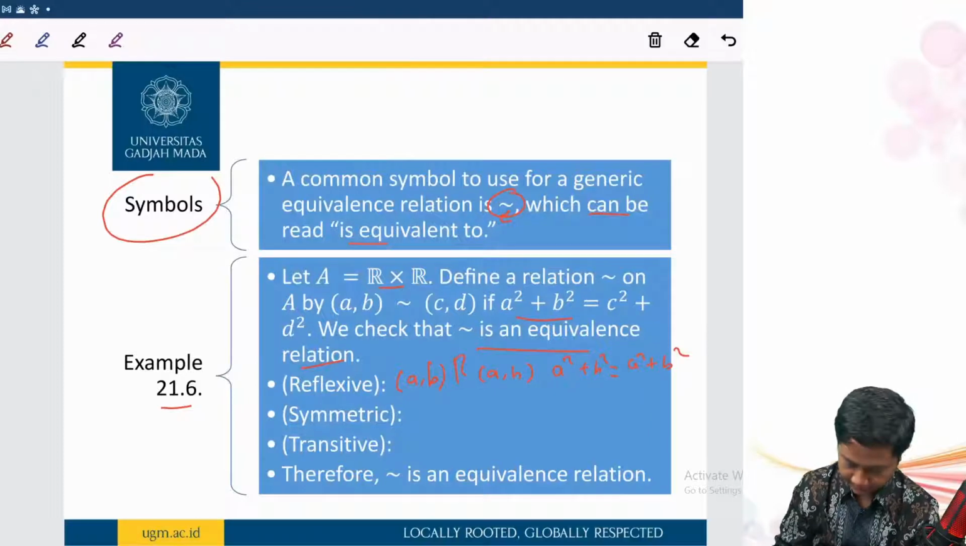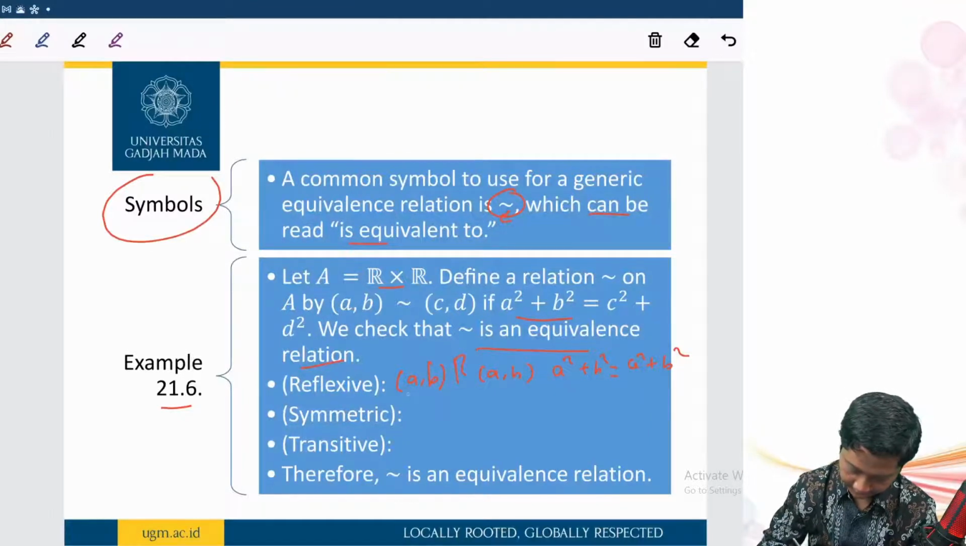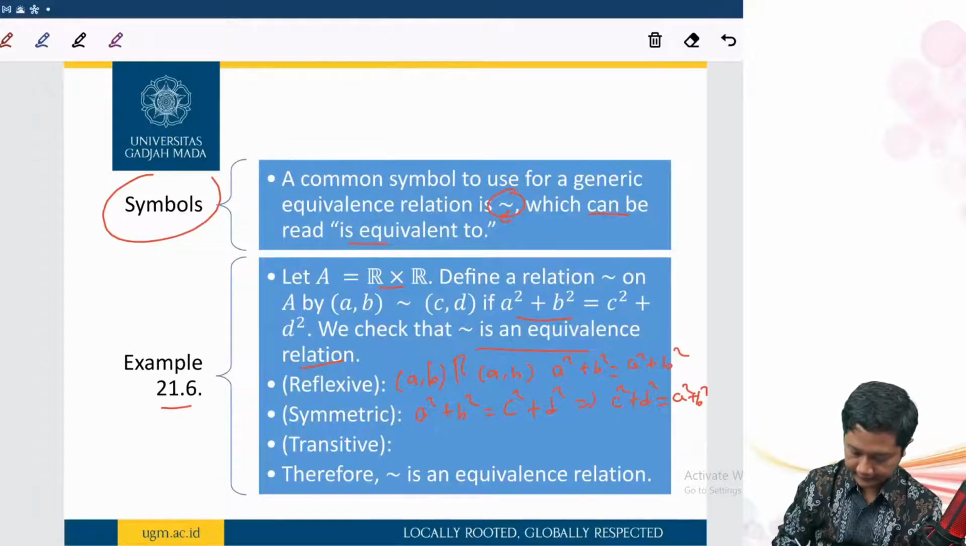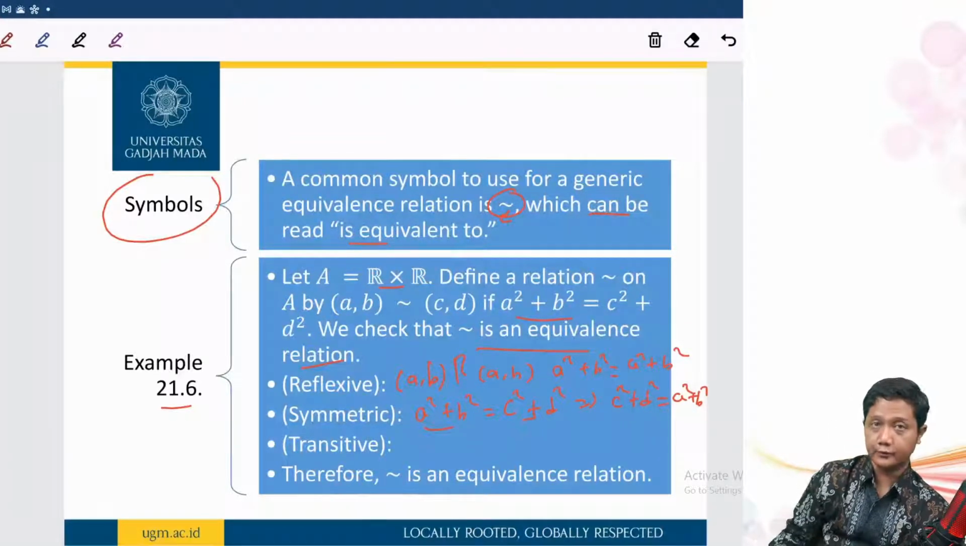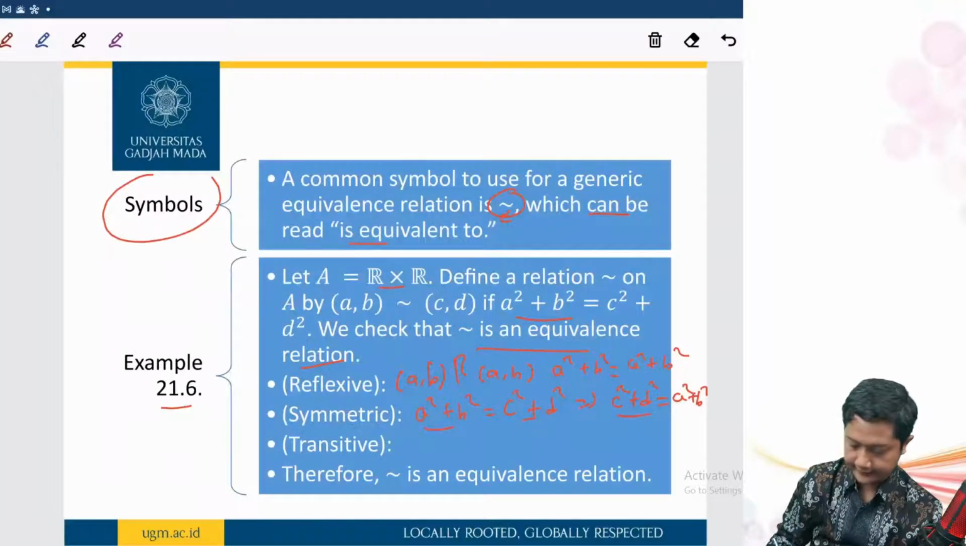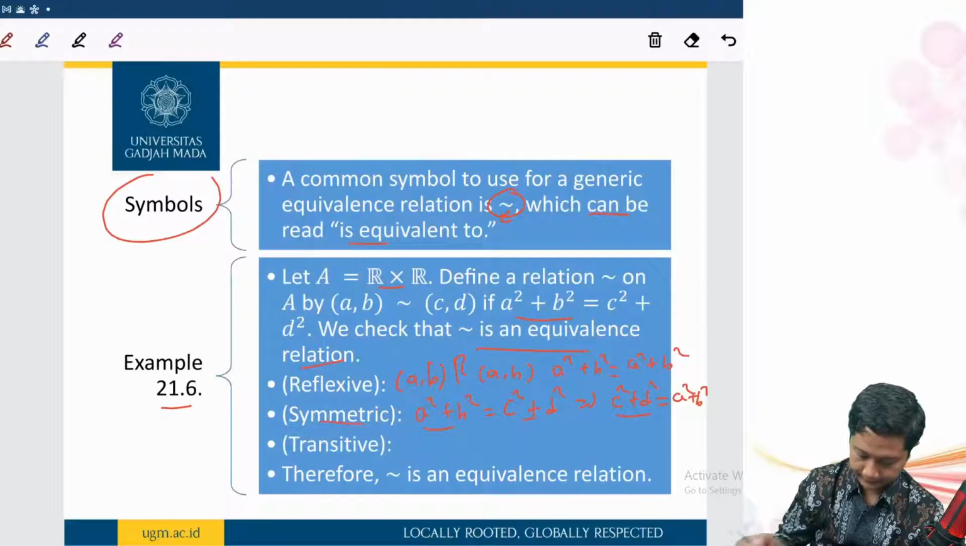Should be clear. Then when we have a squared plus b squared equal to c squared plus d squared, we also have c squared plus d squared equal to a squared plus b squared. So we have (a, b) is related to (c, d), then we have (c, d) is related to (a, b). So symmetric, very clear. Transitivity, how?